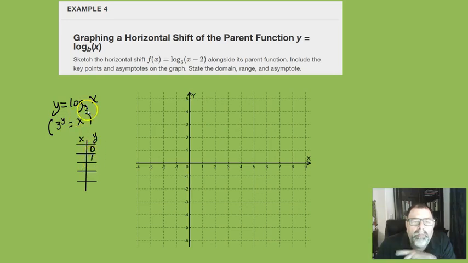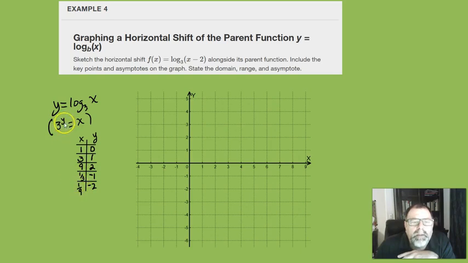Now if it's a small base like 2 or 3, I usually go out to 2. So I'm going to do 0, 1, 2, -1, -2. When I plug in the y, I'm doing it backwards because for me it's easier to think of it this way. 3 to the 0 is 1. 3 to the 1 is 3. 3 squared is 9. 3 to the -1 is 1/3. 3 to the -2 is 1/9.